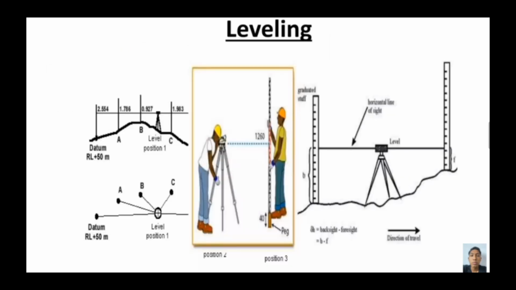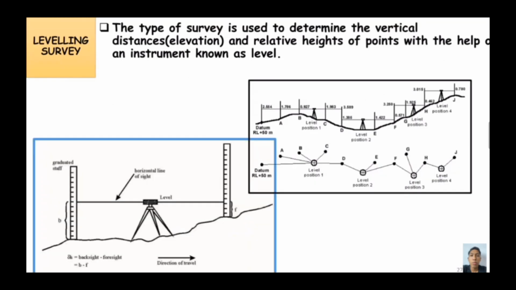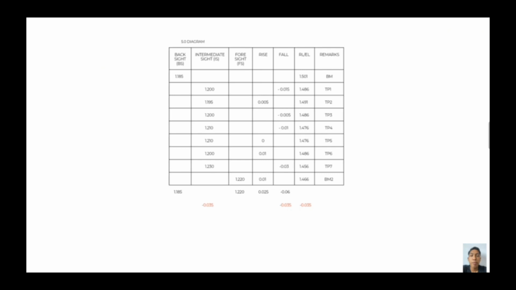This is how to use the automatic level and how to hold the staff. This is how to read a level of land. Okay, and if you have a rise and fall, you must subtract the backsight from the intermediate sight. If you have a negative, you must put it in the fall box.